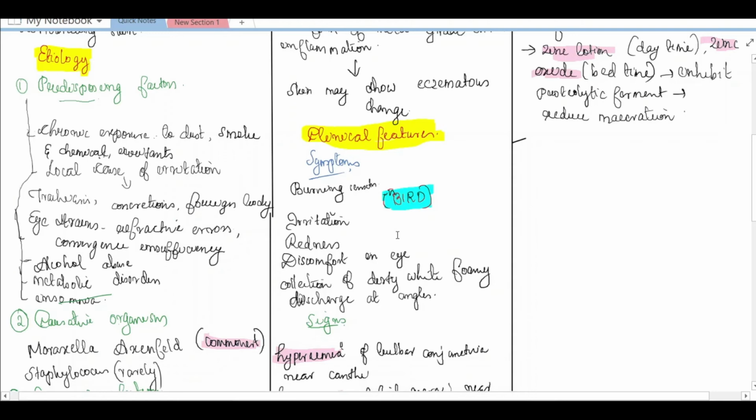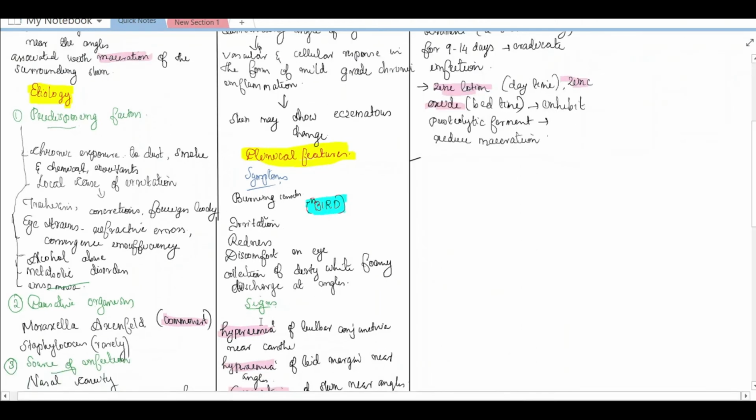On clinical features, first you write about the symptoms, and here you have a mnemonic, BIRD. B stands for burning sensation, I for irritation, R for redness, and D stands for discomfort in the eye, as well as the collection of dirty white foamy discharge at the angles.